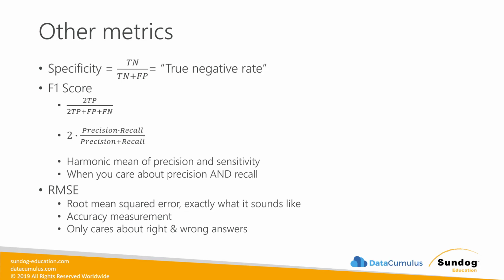Also, RMSE is often used as a metric. It's just a straight up measure of accuracy, and it's exactly what it sounds like, the root mean squared error. So you just add up all of the squared errors of each prediction from its actual true value and take the square root of it. That's it. So it only cares about right and wrong answers. It doesn't get into the nuances of precision and recall. So if all you care about is accuracy, RMSE is a common metric used for that.